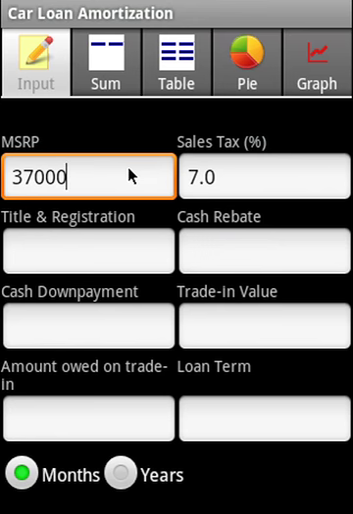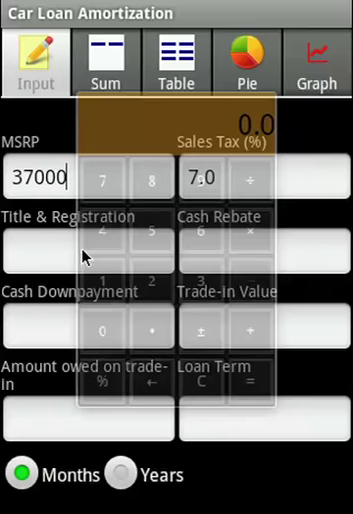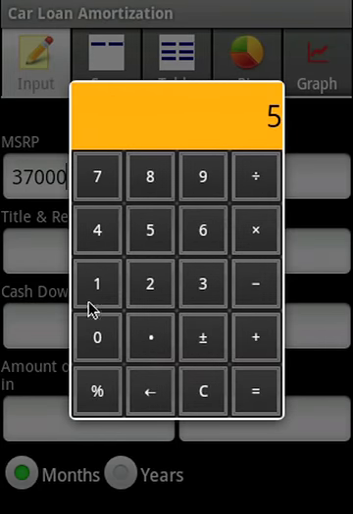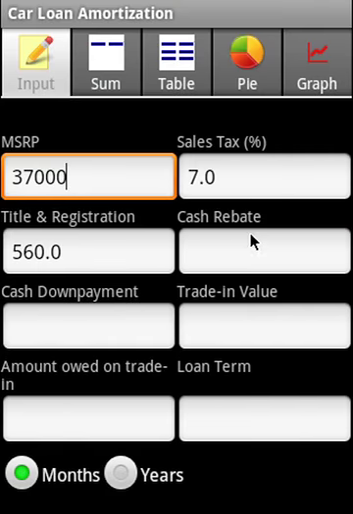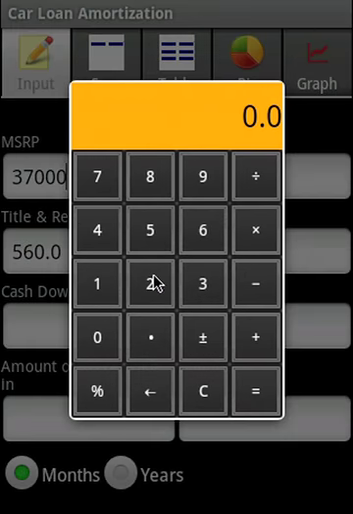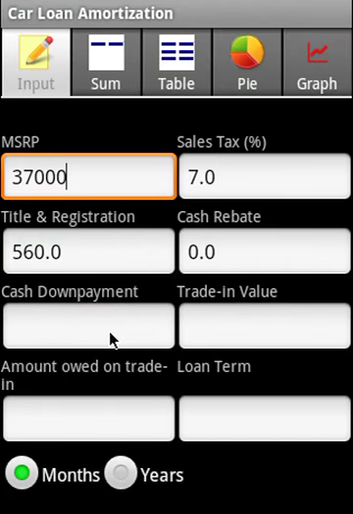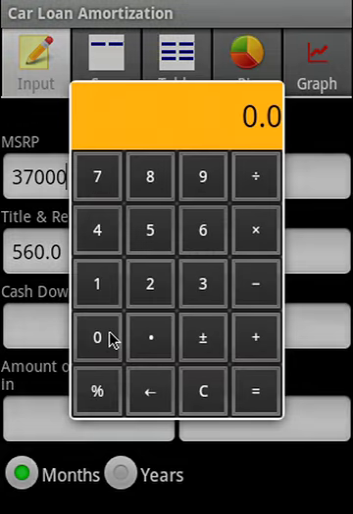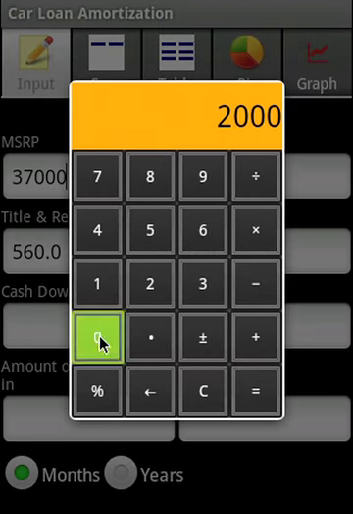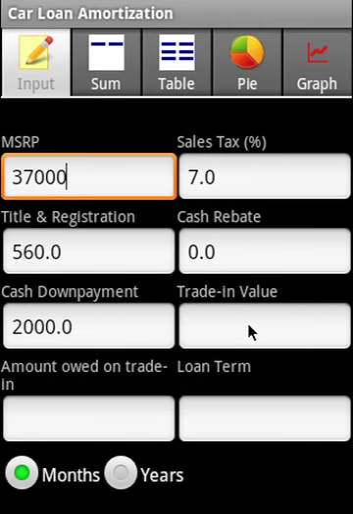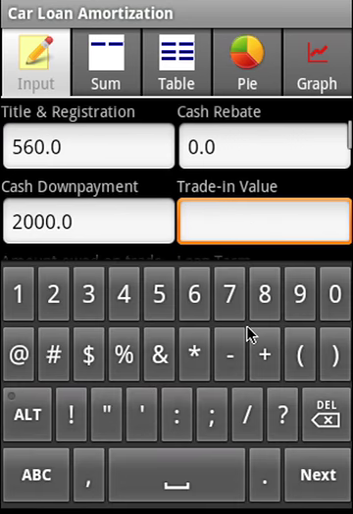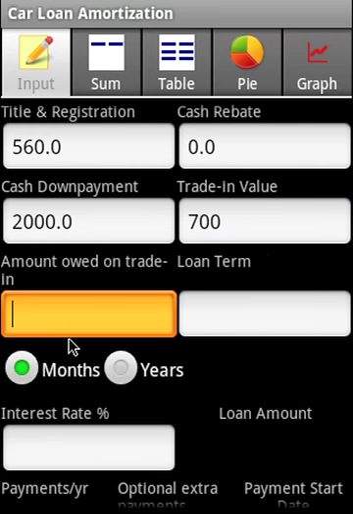$37,000 loan, and the 7% sales tax got carried over. If you wish, you can actually override this. For titles and registration, a nice calculator comes up, say 500 plus $60, so 560. For cash rebate, say we are not receiving any cash rebate, but you can enter the amount. For cash down payment, say we are making a $2,000 down payment, and that is entered there. For trade-in value, if you are trading in a car, you can say $700 is the trade-in value. For amount owed on trade-in, say we don't owe anything.